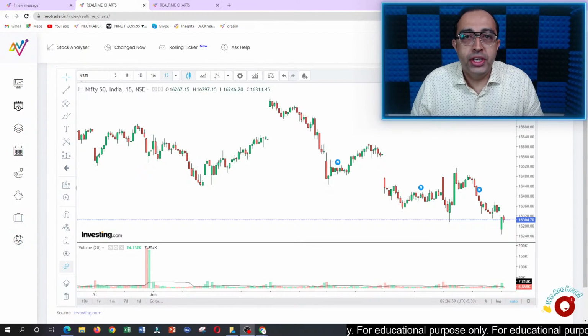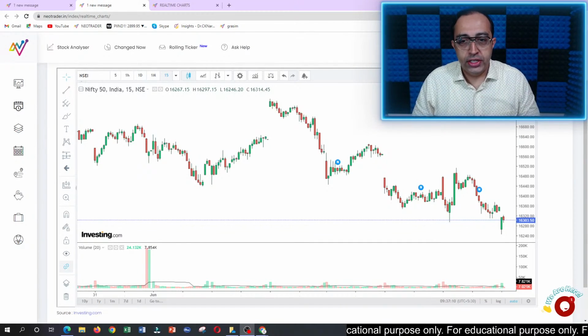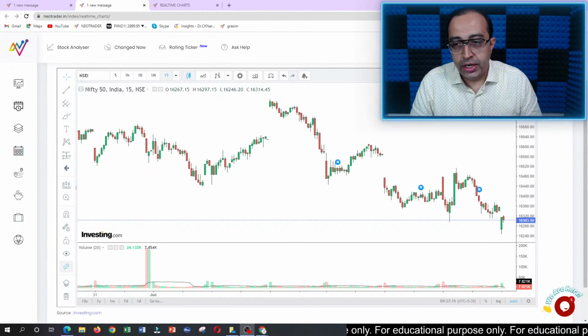With Heikin-Ashi, you will be able to look at the markets in a much better way. Right, so now let's try and understand this concept first. So what you are seeing here is a candlestick chart, right?